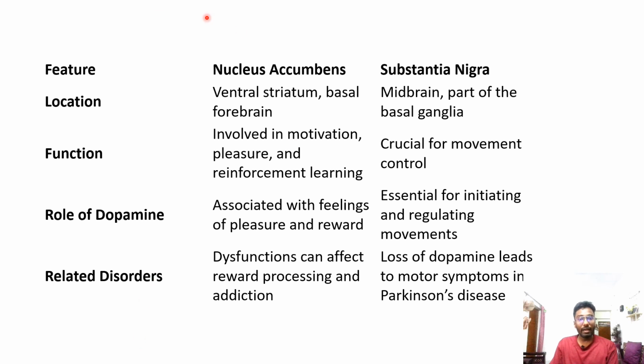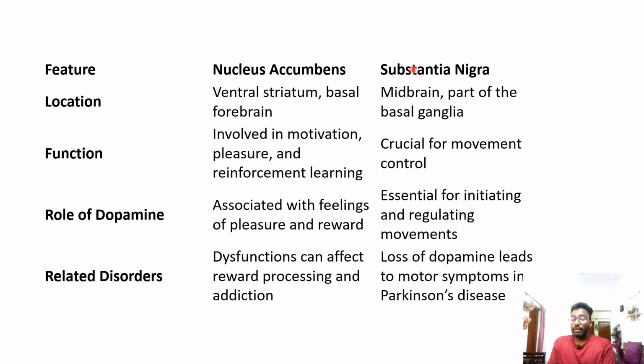In this slide, I have differentiated what we have learned. Just revise it. The nucleus accumbens, where is it located? It is located in the basal forebrain. What does it do? Dopamine released from the nucleus accumbens is involved in motivation, pleasure, and reinforcement learning. It is associated with feelings of pleasure and reward. Related disorders: if there is a lack of dopamine from the nucleus accumbens, it can lead to problems with reward processing. And if too much dopamine is produced, it causes drug addiction and the like.